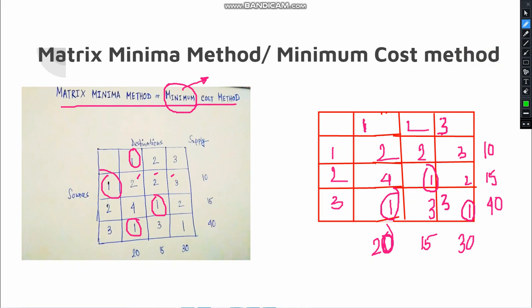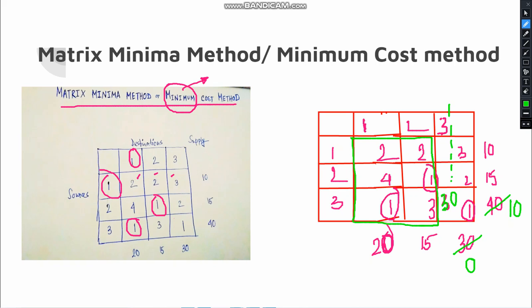You'll obviously try to minimize the cost. Your objective is to minimize the cost. So you allocate 30, which helps to exhaust this row. The demand is completed, but the supply is still there, and it is 10. Now we will be dealing with this part only, because this column has been exhausted. We don't need to worry about this.